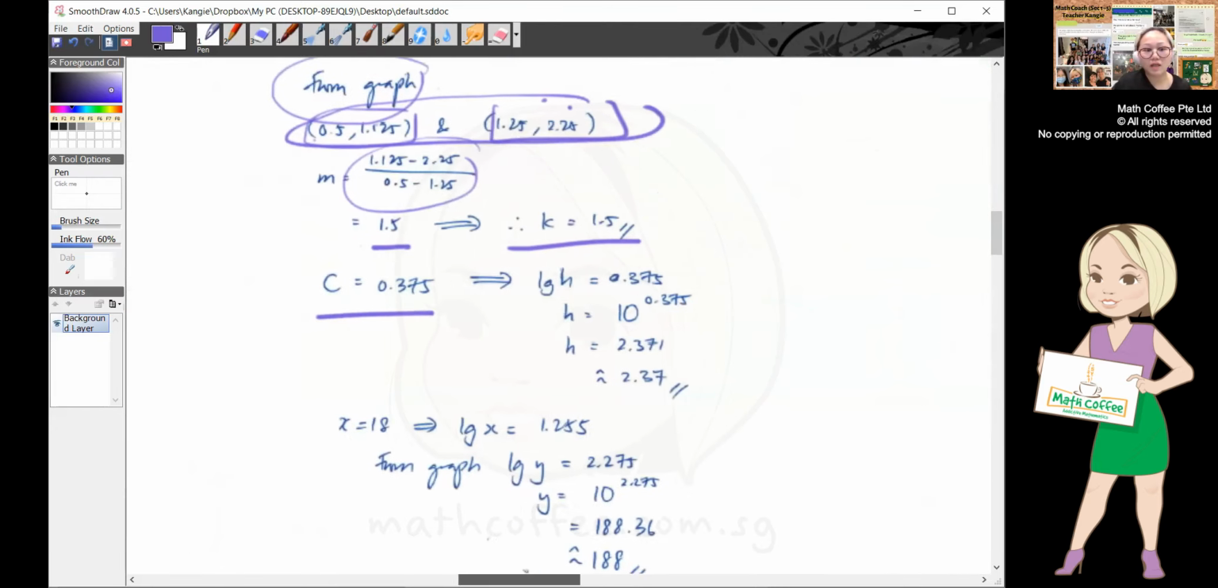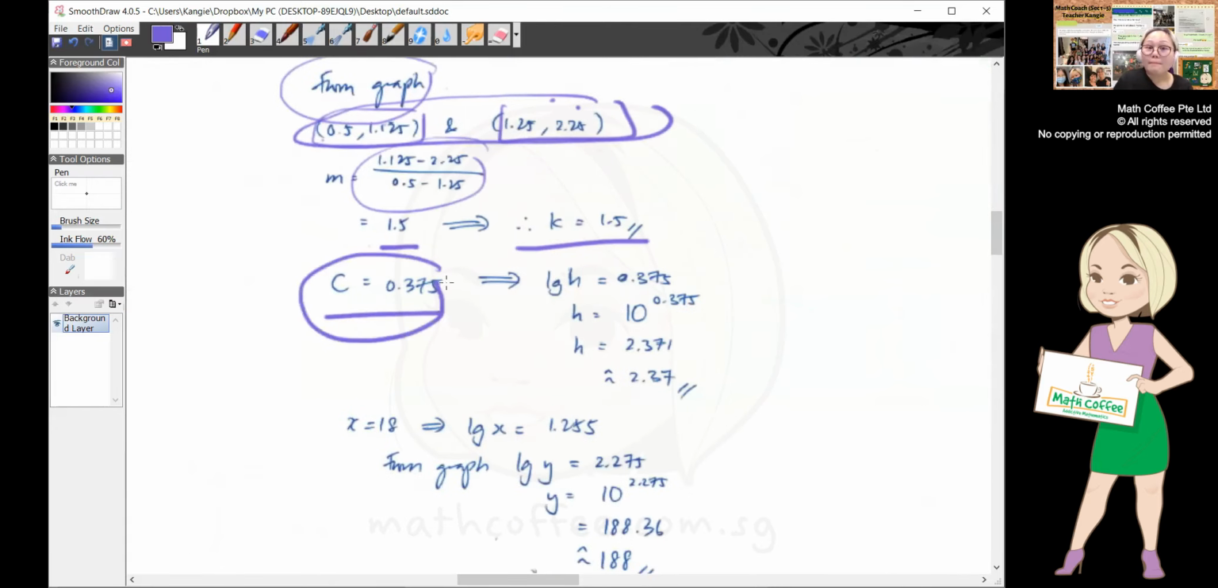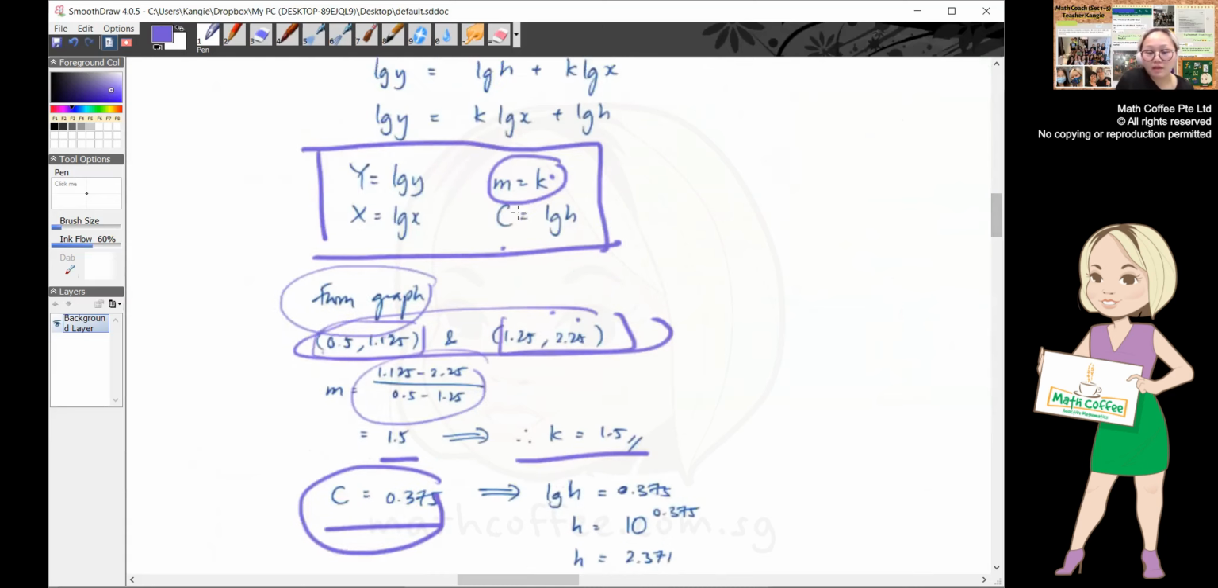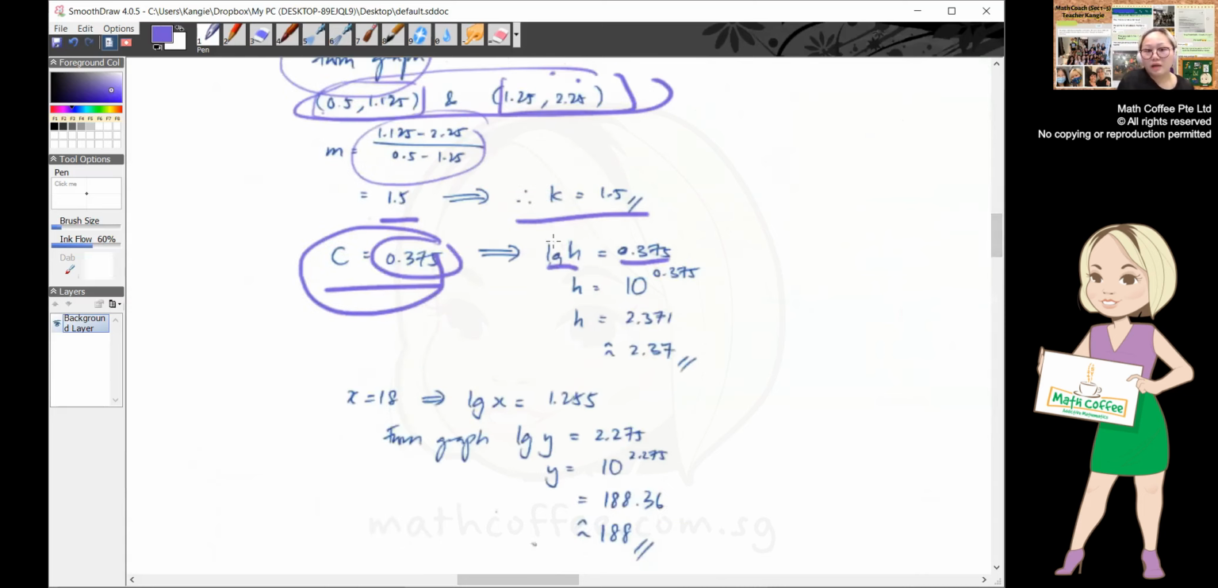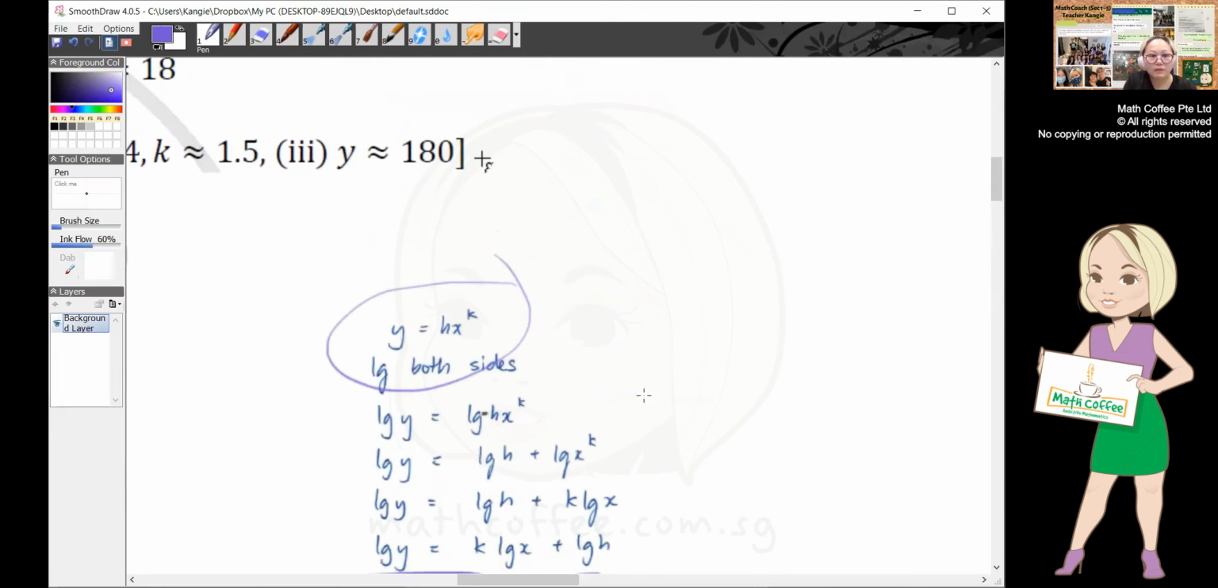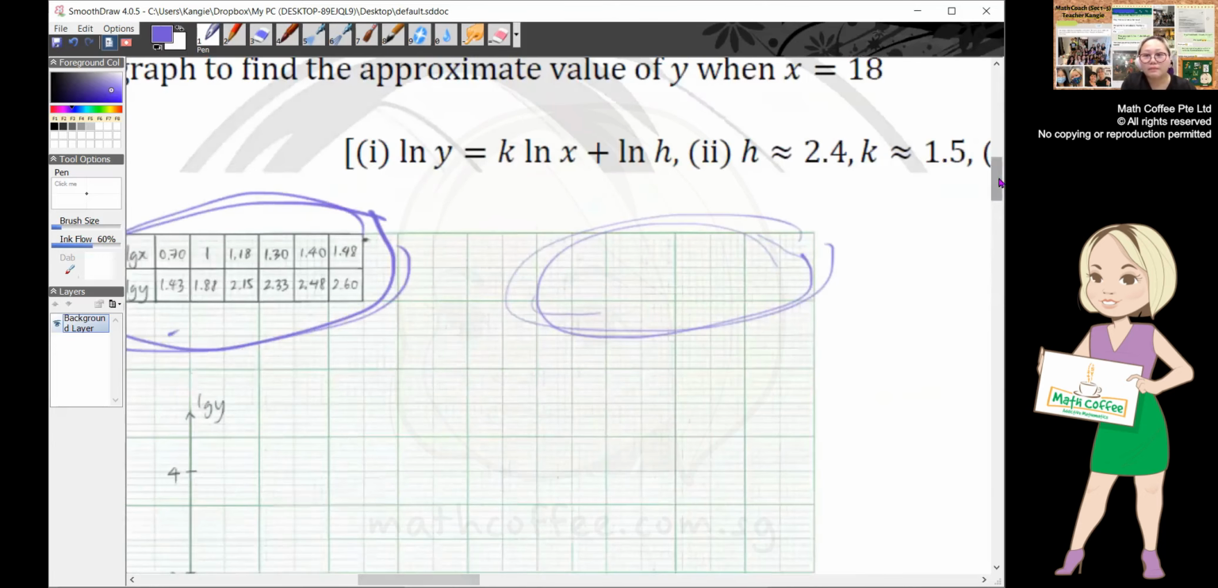So come back to here. My big C is this one, but my H is, remember, see this come in handy now. So log H equals 0.375. Then again, log is base 10, so push up, H equals 10 to the power of this. Press calculator, I get this. Always round off to 3SF. Unless the question asks you to round off to other stuff, by default, it's always 3SF. Okay, so then after that, we're done with the first part. Then let's see.